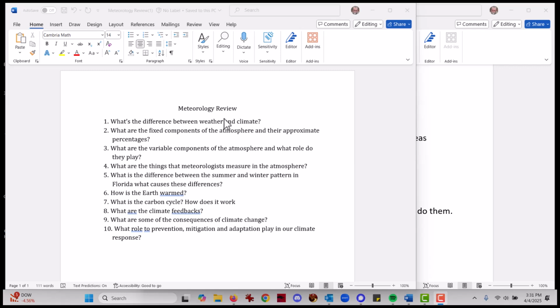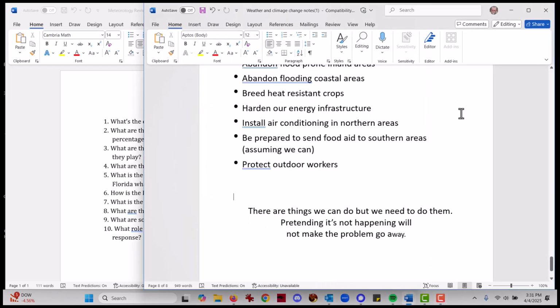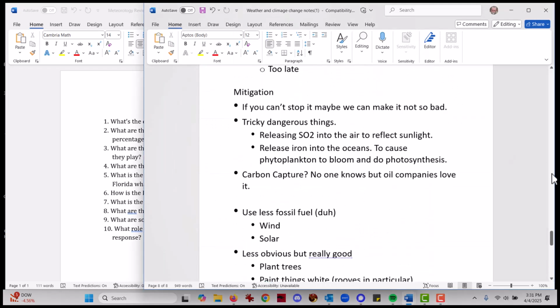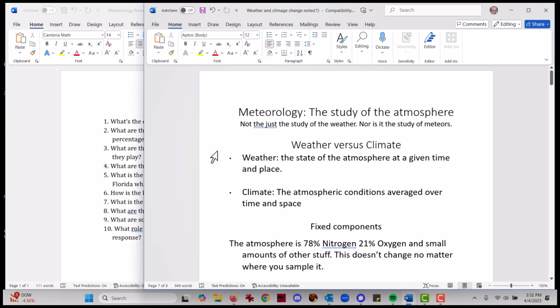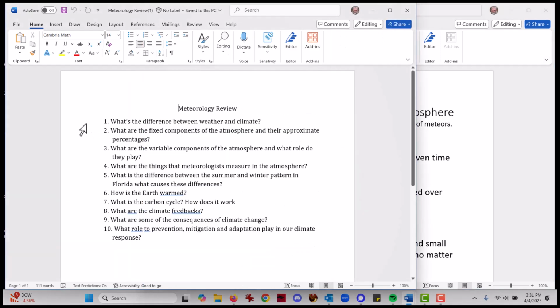So over here, I have the meteorology review sheet that I literally just downloaded from my courses, just to make sure that I had exactly what y'all have. And then over here, with the same thing, I have the notes that I also just downloaded from my courses, so that I'm sure that I have what you have. And so yeah, let's just go ahead and go through this.